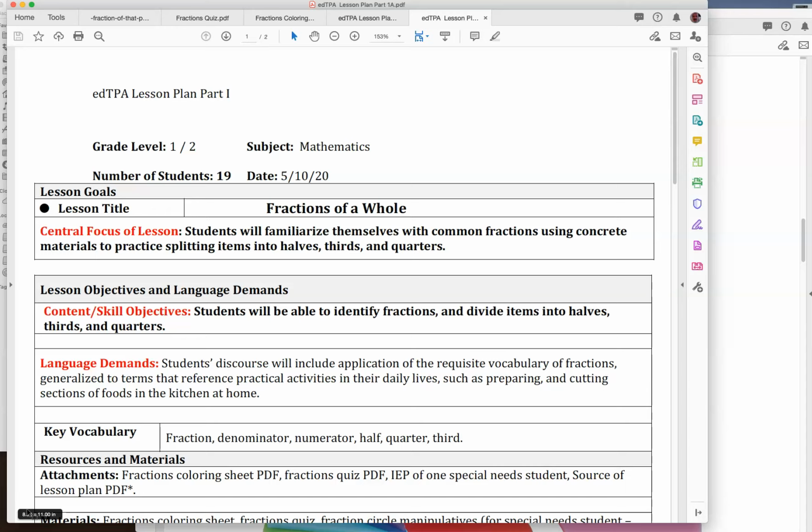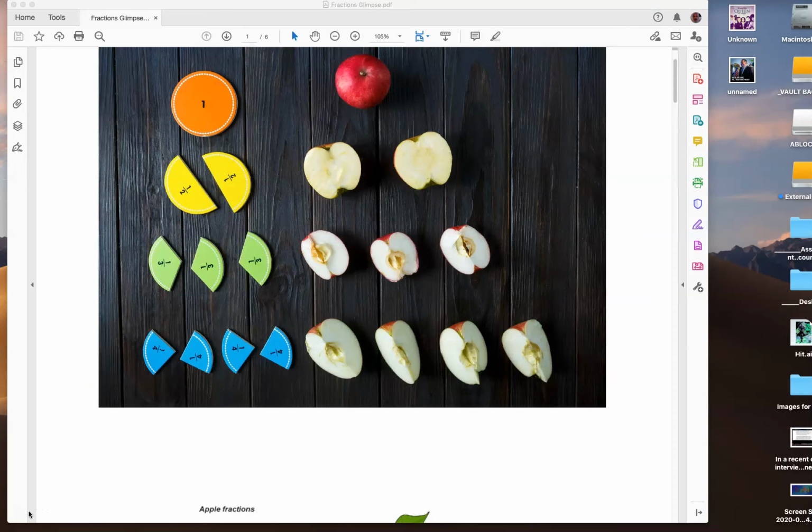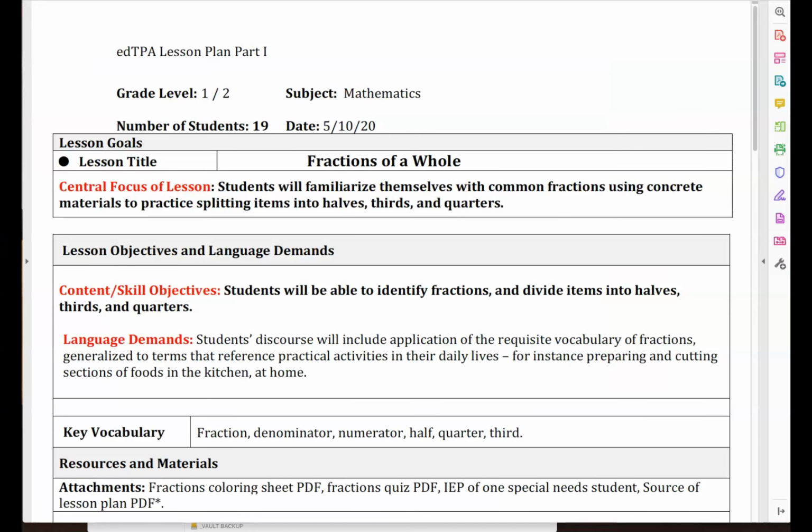Now, for this reason, on the EdTPA lesson plan that I'm submitting, I include in language demands a kind of general discourse. In other words, their discourse will include application of the requisite vocabulary of fractions generalized to terms that reference practical activities in their daily lives, such as preparing and cutting sections of foods in the kitchen in their home. Now, the lesson plan's name is Fractions of a Whole.